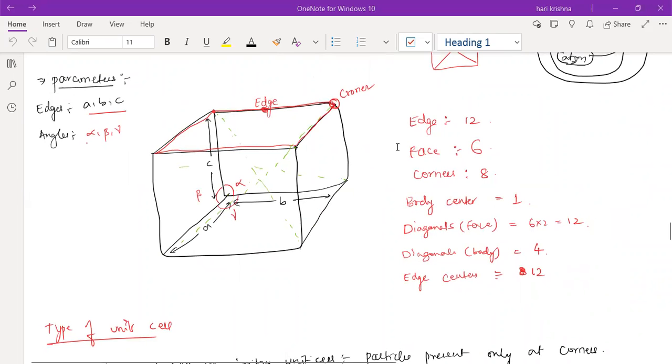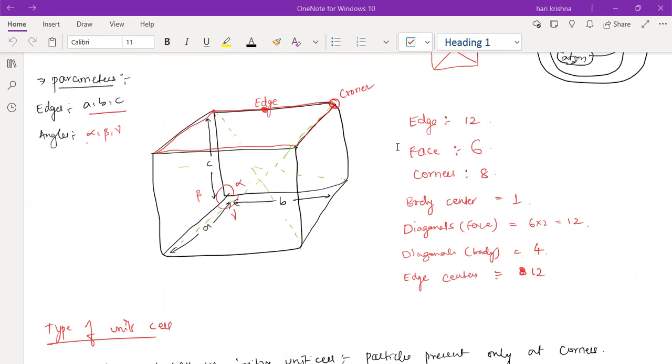Okay, so when you take the unit cell, in total we have 6 parameters. We have the 3 edges a, b, c, which are nothing but the length, breadth, and height, and the angles alpha, beta, gamma, where alpha is the angle between b and c, beta is the angle between a and c, and gamma is the angle between a and b, right?